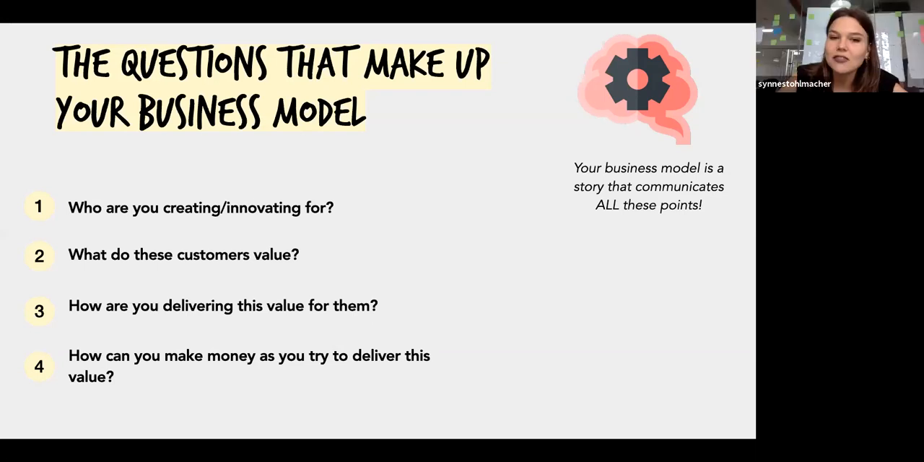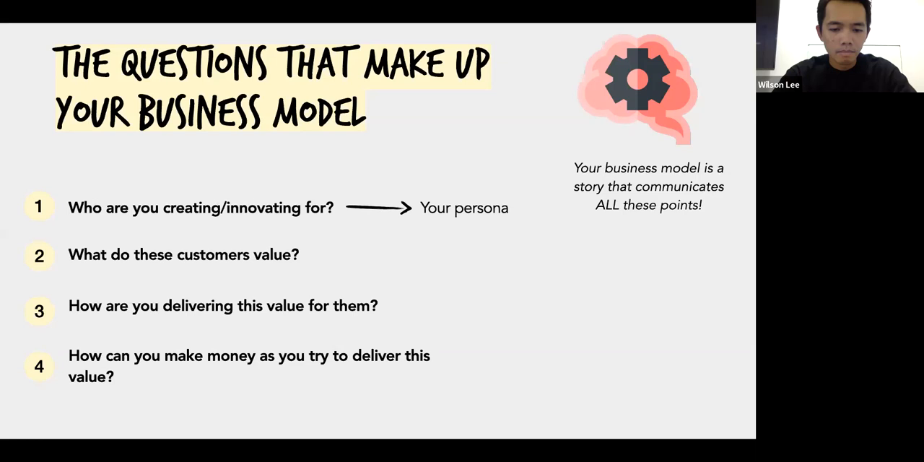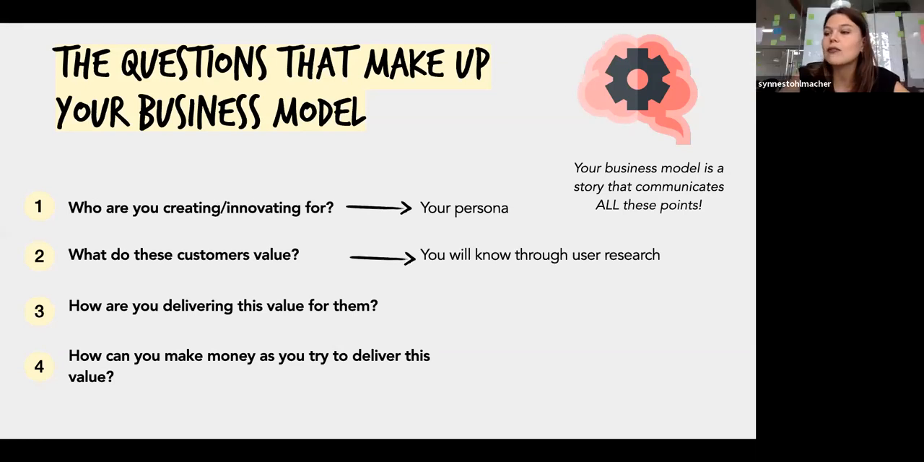And I'll give you a little bit of a hint. We have already looked at who you are creating value for, which is basically your persona. We have also understood what these customers want if you have done user research. How we are delivering this value, we can come up with during ideation. So what is the format? What is the structure? However, to be able to see how we can make money out of this, we have to do business modeling.